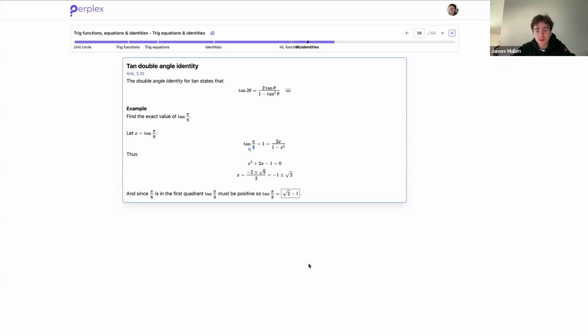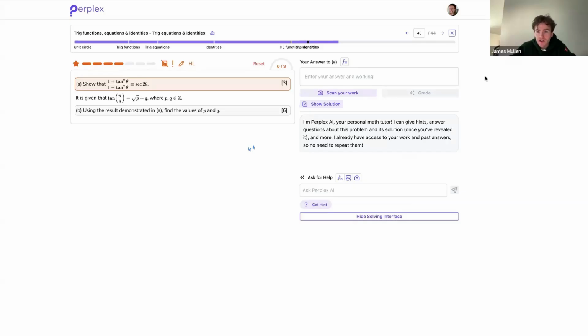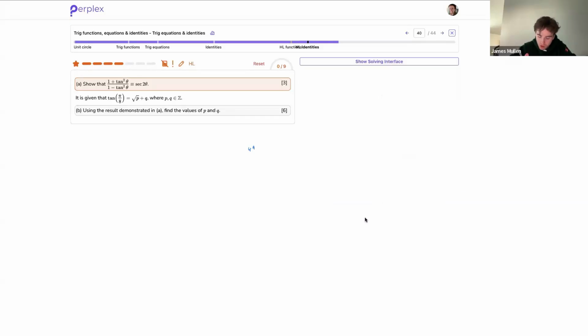So x squared plus 2x minus 1 is equal to 0. And that gives me two possible values, -1 plus or minus root 2. And since pi over 8 is in the first quadrant, tan must be positive, and so I have root 2 minus 1 as the value of tan. Okay, another HL question. We only have a few left. I'm going to get started on it, though, in the interest of time.